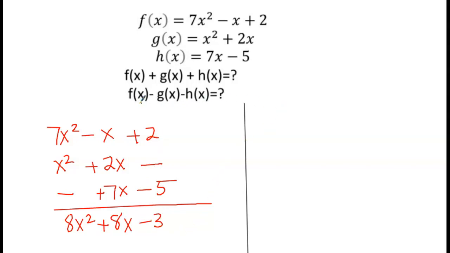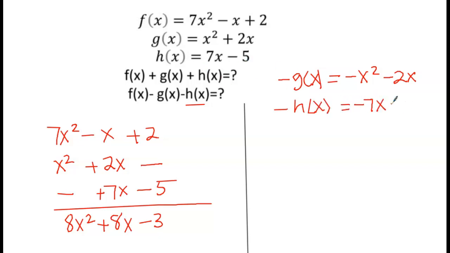Now we are doing this one here. If you still want to stick with addition, you can do that. You can find your negative g of x, which is here, so it's going to be negative x squared and negative 2x, and then a negative of h of x becomes negative 7x, and negative negative becomes positive, so plus 5.